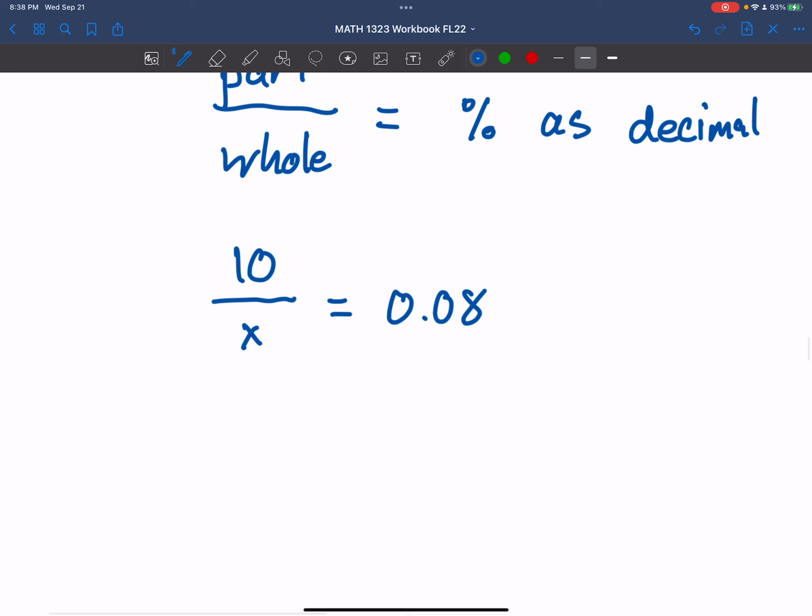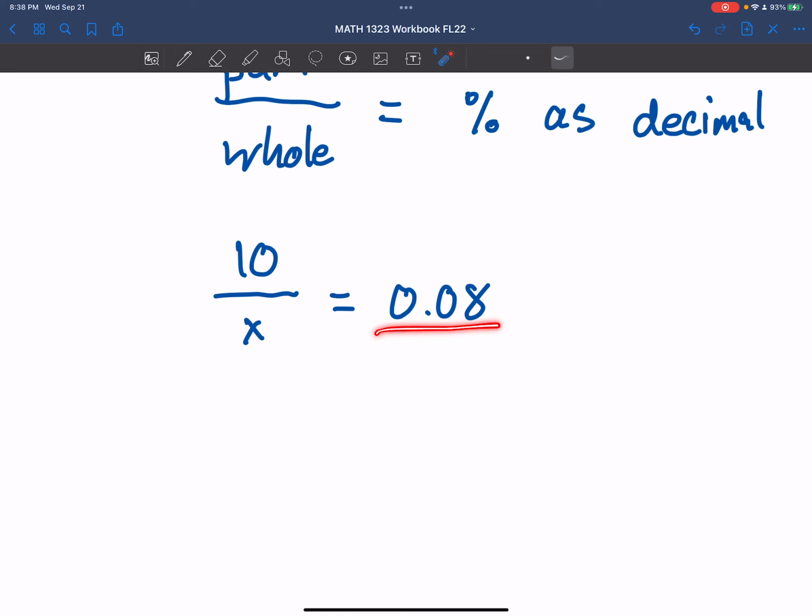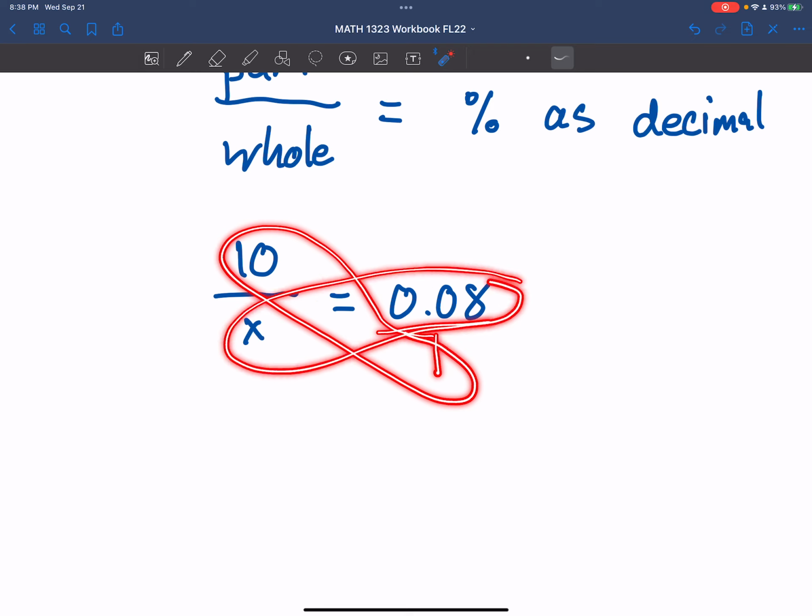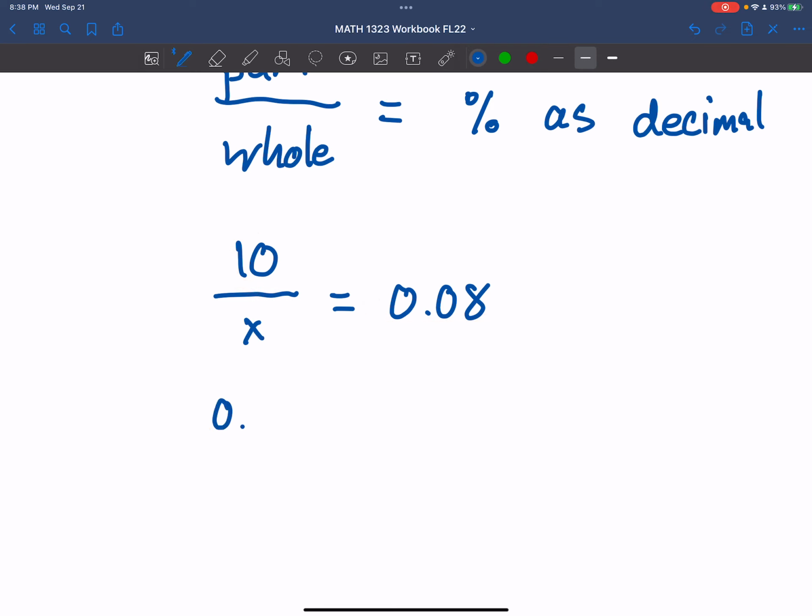To solve this, we're just going to cross multiply. So again, whenever you have an equal sign, you think about cross multiplication. And this 0.08 is over 1. So I'm going to multiply the 1 and the 10, and then the 0.08 and the x. So that gives me 0.08 x is equal to 10.